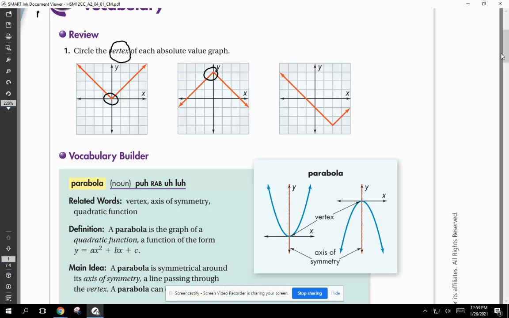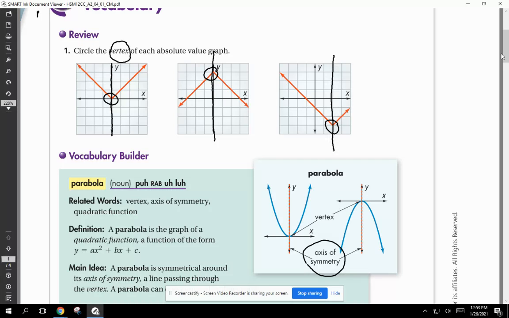The vertex is very important because it also has the axis of symmetry, which is a new word we'll be learning way down here, right? It'll split a graph in half. So the axis of symmetry is also the x-line of the vertex. So this is the axis of symmetry for all these.